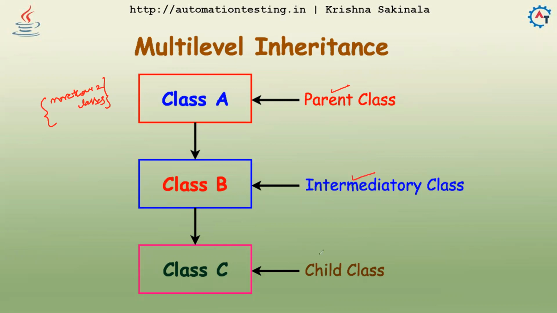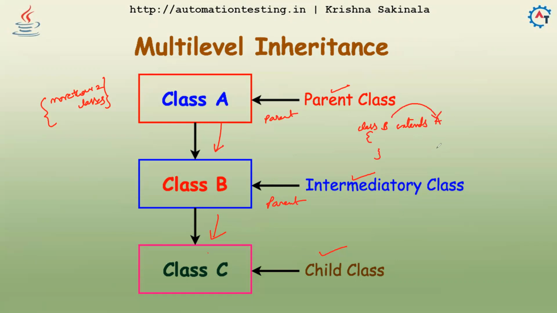Class C is the child class. For class C, class B is the parent. For class B, class A is the parent. From A to B, you can acquire the properties. From B to C, you can acquire the properties. Regarding the syntax, class B extends class A. Then B can get all the information which is public and protected from A.